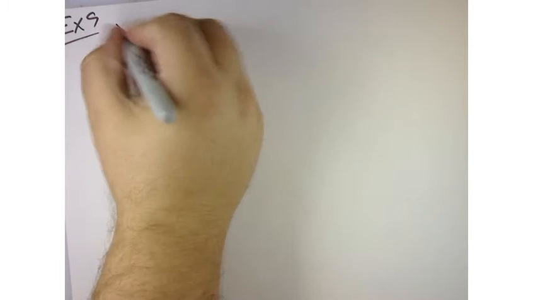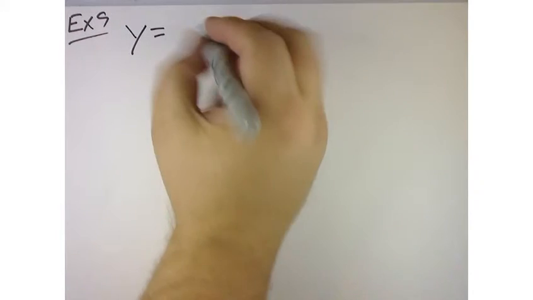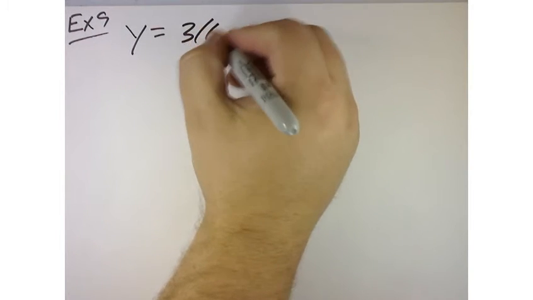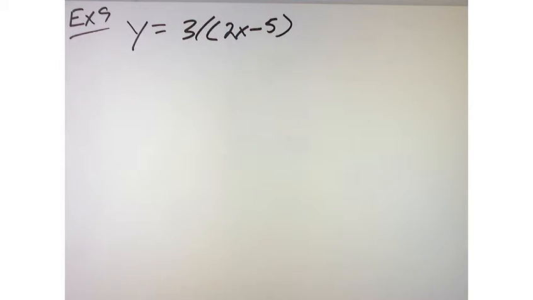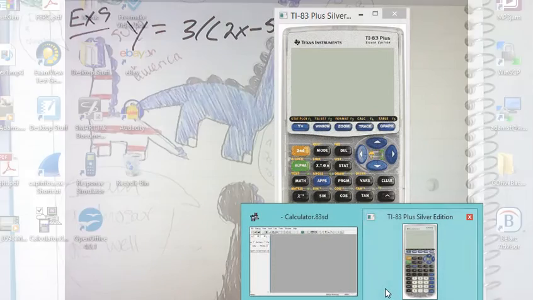The problem wants us to graph an equation. The equation that they want us to graph is y is equal to 3 divided by the quantity 2x minus 5. And so they want us to graph this in our calculator. So what I'm going to do is graph this in the calculator.